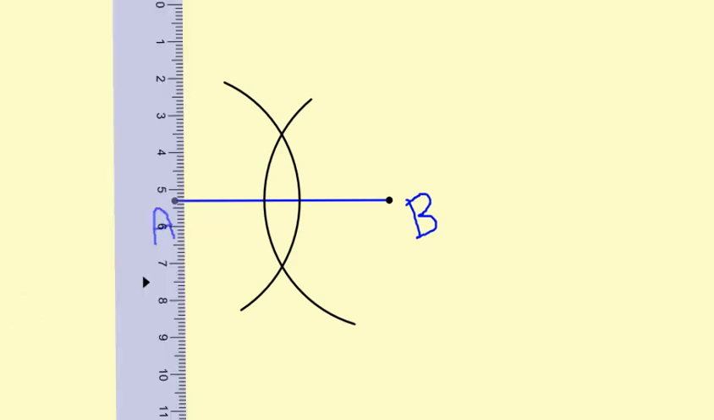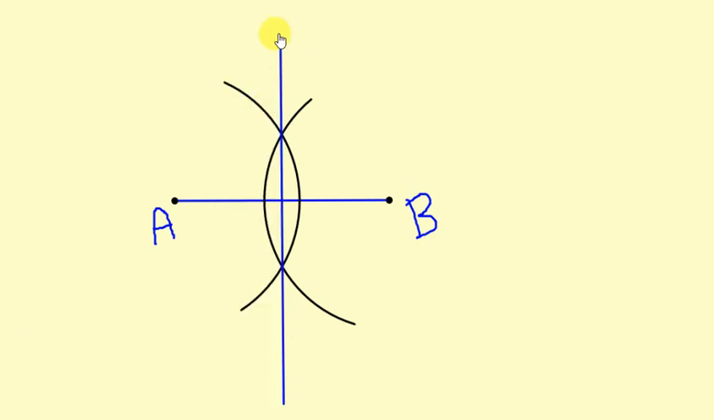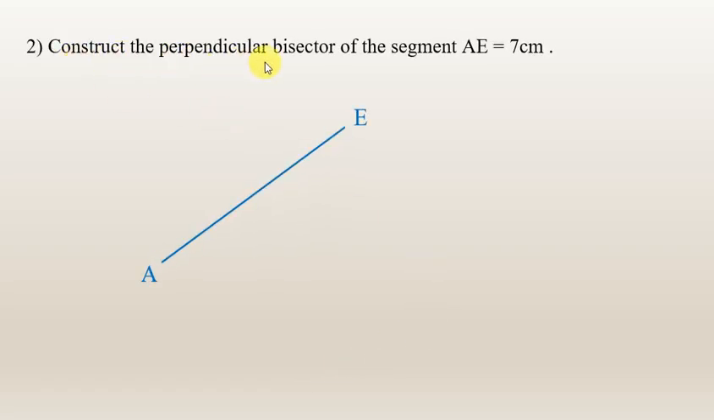So we put the ruler to join these 2 points, and join them with the pencil, and finally we have the perpendicular bisector of segment AB. So after we draw the perpendicular bisector of AB, we get this figure. Another example, construct the perpendicular bisector of segment AE equal to 7 cm.